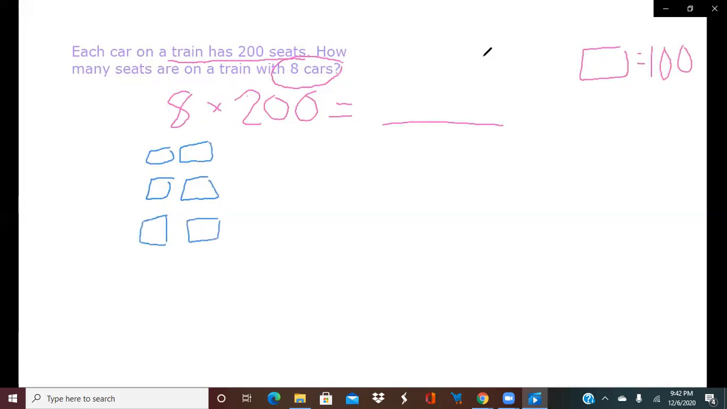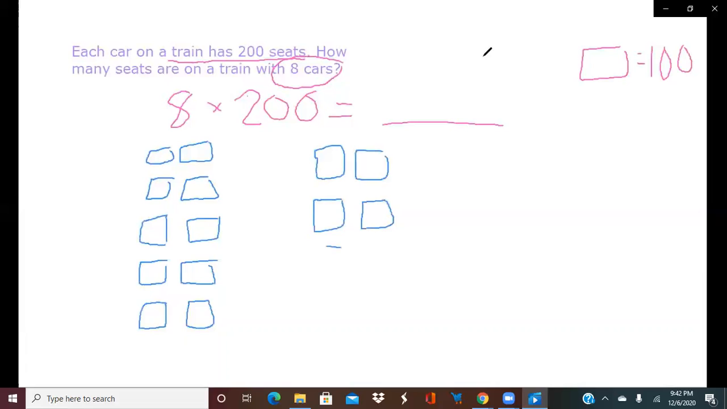100, 200. The fourth car has 200 seats. 100, 200. The fifth car has 200 seats. We have 5 train cars so far. I need to get to 8. The sixth one has 200 seats. The 7th car has 200 seats. And the 8th train car also has 200 seats. Okay, so here's the quick picture of my 8 train cars that each have 200 seats in it.